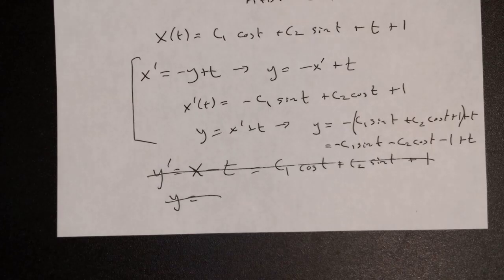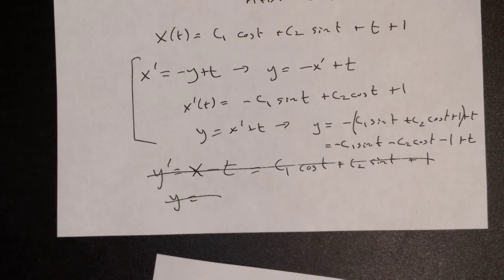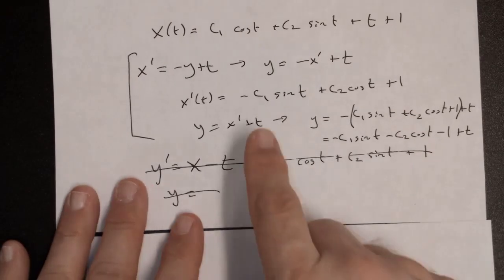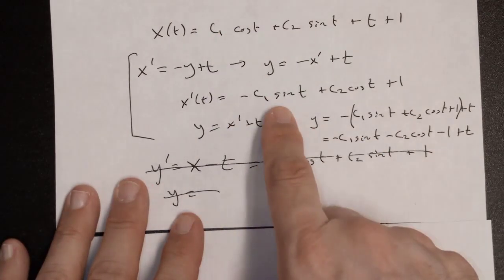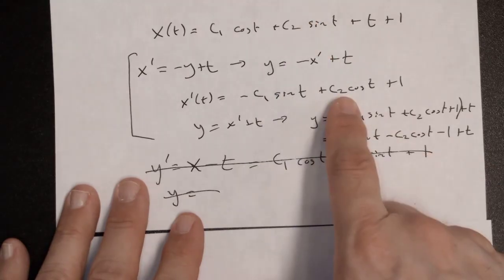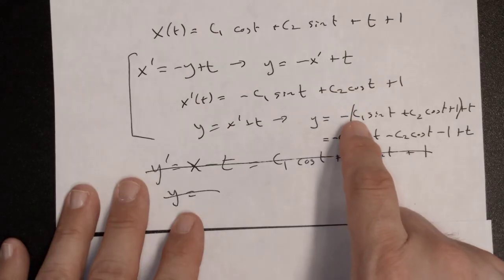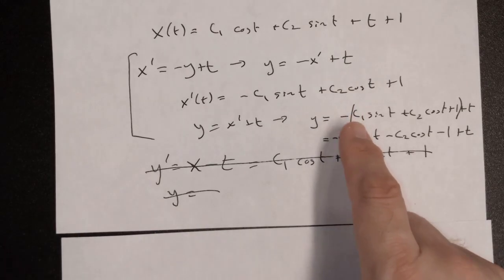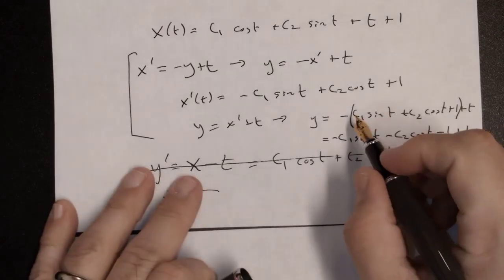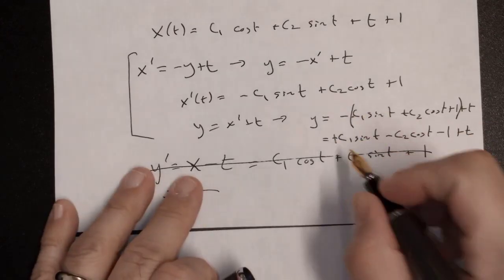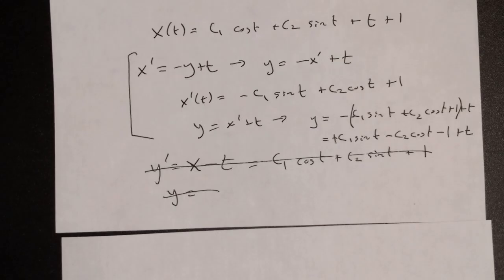Did I already screw that up again? X prime, derivative of cosine is minus sine. The derivative of sine is cosine. So yes, the sign should be positive because the minus was already in there. Geez, Josh, you're not getting anything right today. Compound my sign errors.